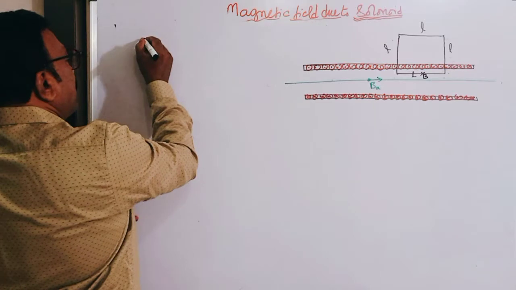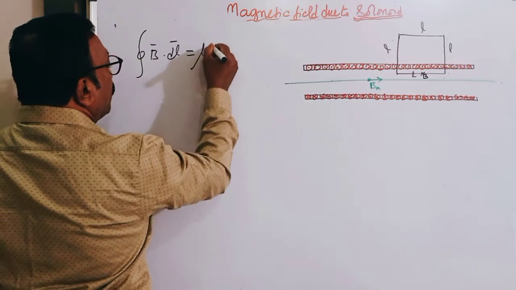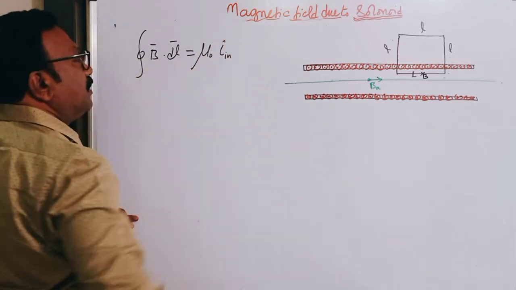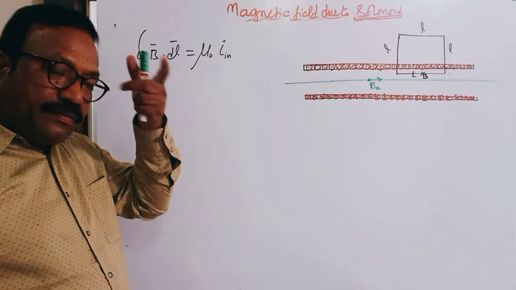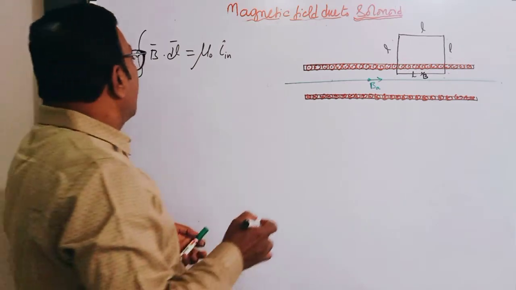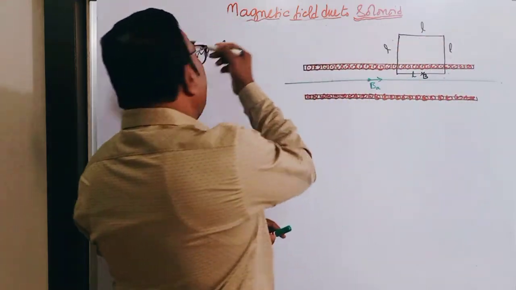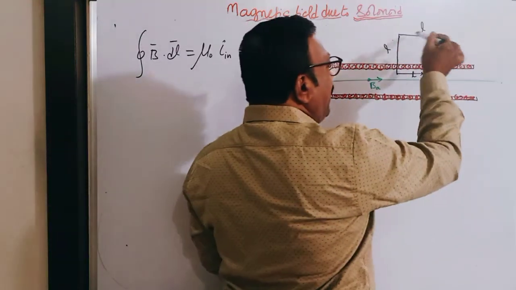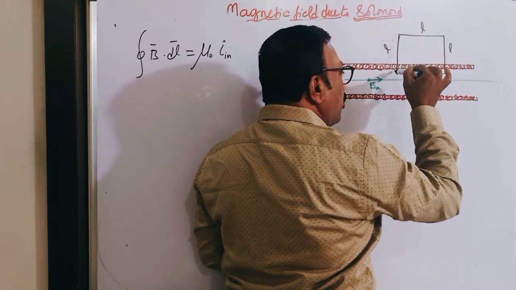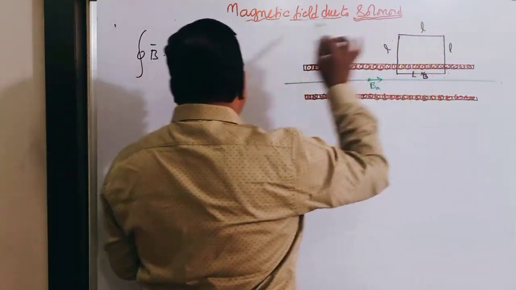According to Ampere circuit law, the closed integral of B dot dl is equal to mu naught times the current inside. What does this closed integral of B dot dl mean? See, this dl means the length of the loop. On the length of the loop we are considering the elemental length, and the magnetic field at this point. The integral of that magnetic field times dl is mu naught times the current inside the loop. Okay.